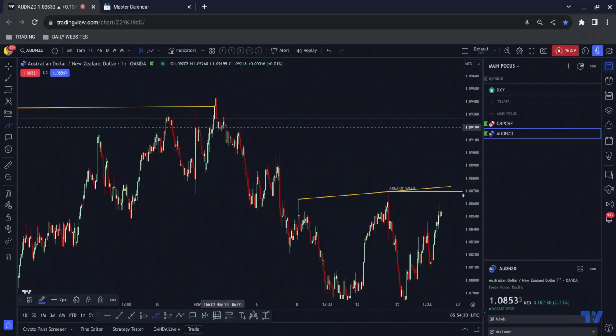So let's separate these structures. We have that little tight one there. We have this expanding pattern. Okay, so separating where one structure ends and where another one begins.